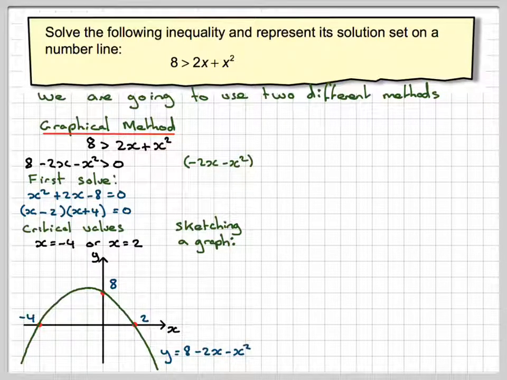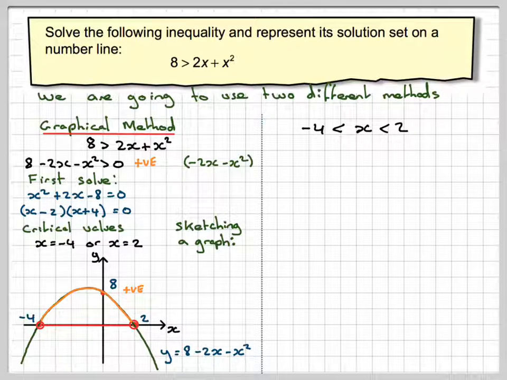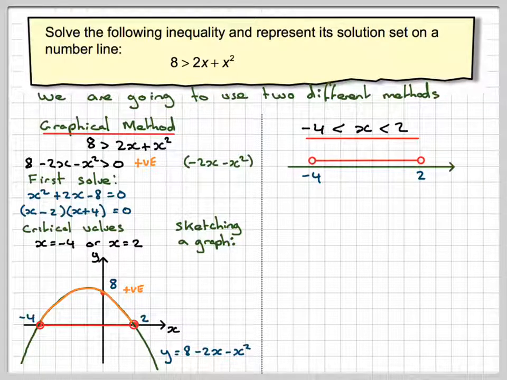So draw that on, okay, and then I want to know, it's not equal to, so they're open circles, and I want to know where this is positive. So it's going to be positive on that orange bit there between minus 4 and 2. So x is greater than minus 4 and x is less than 2. If we want to put that on a number line, that's between minus 4 and 2 with open circles. And in the later way I'll show you, you can get the same result by doing the graph that way around as well.